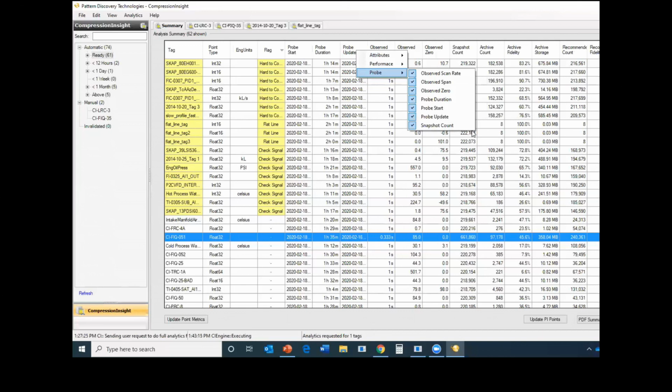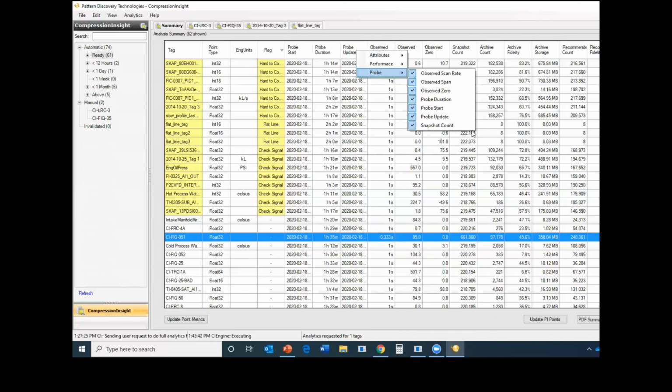So besides data fidelity and compression and exception, there's all kinds of things that we observe. We observe what the actual scan rate is coming from the interface, and if it's different than what they're expecting, that's another clue as to whether or not the system is working the way that, not necessarily the PI system, but is the system working the way that they thought it would.